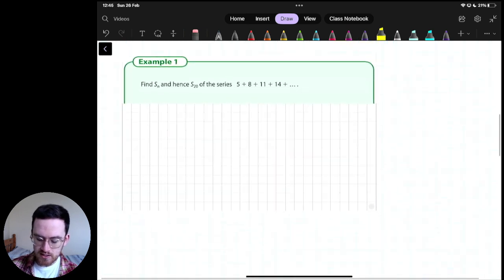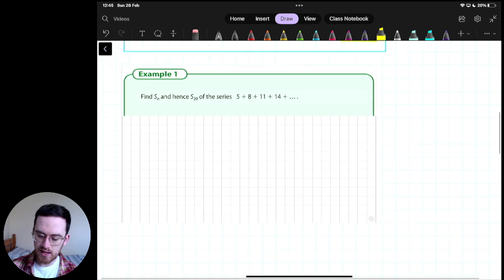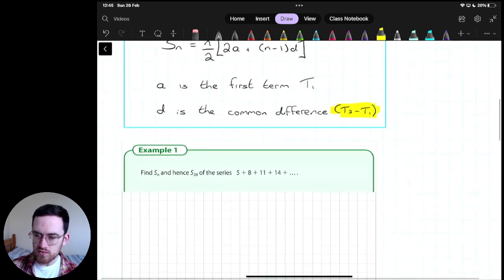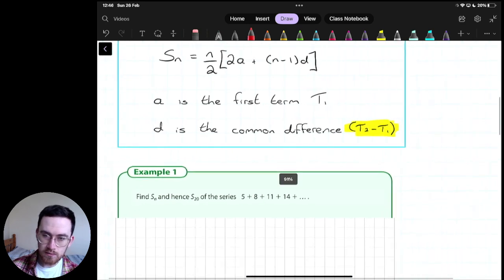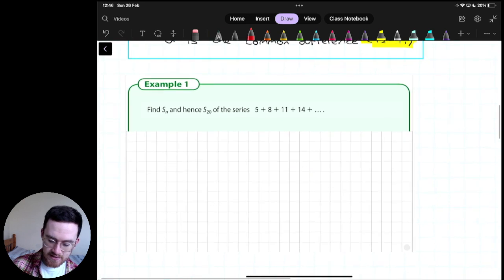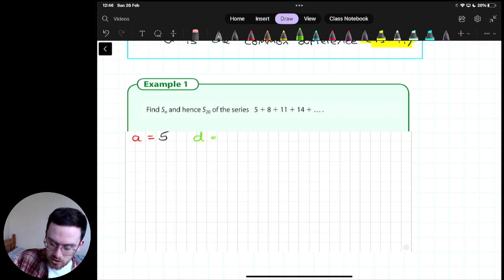So here we're asked to find Sn and hence find S20 of the series. Again this is fairly straightforward once we follow the same method each time. First of all, to find Sn, if we have our formula up here, we can see the two things we need are a and d. a is the first term in my sequence, so a will be 5. d is the common difference between my terms, so I look for that here. We can see that the difference between each of the terms in my sequence is 3.